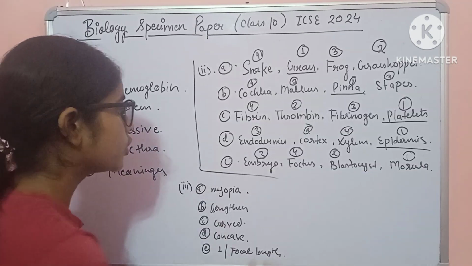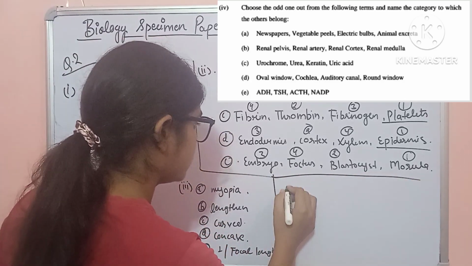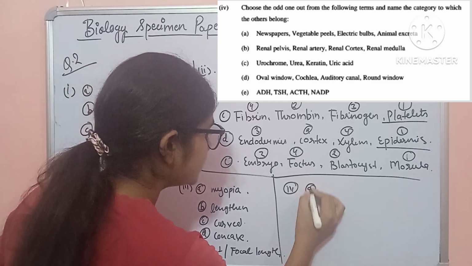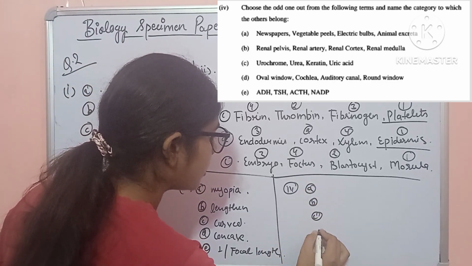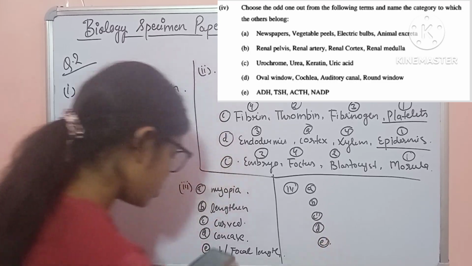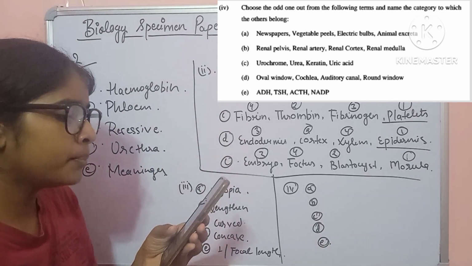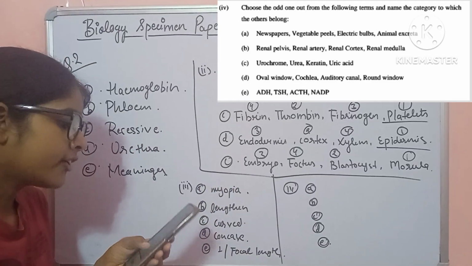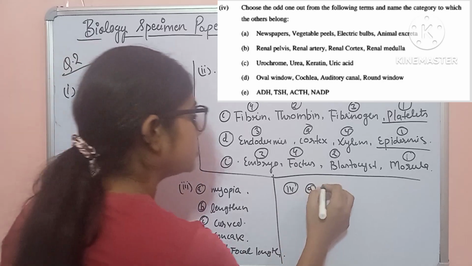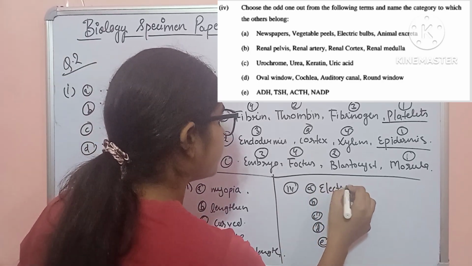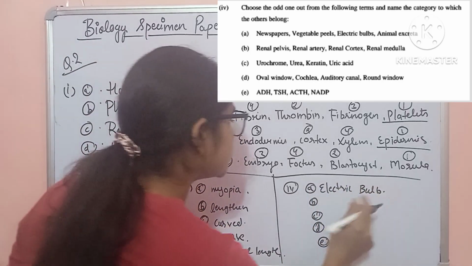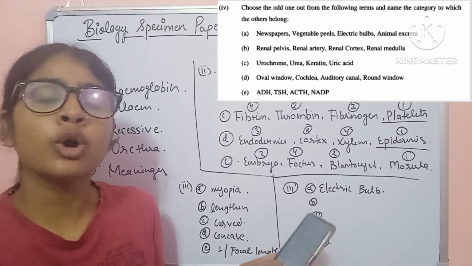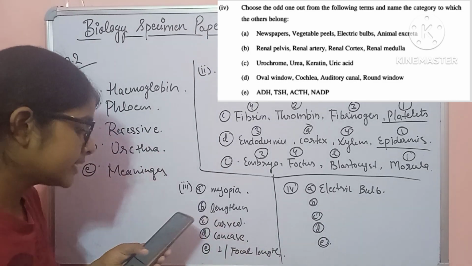Okay. Now fourth part. Encircle the odd one out. You have to encircle the questions which are odd one out. So in the first part, newspaper, vegetable peels, electric bulb, animal excreta. See, electric bulb, here is odd one out. Electric bulb. What is the reason? Because it is not biodegradable. Newspaper, vegetable peels, animal excreta, these all are degradable. Okay, these can degrade.